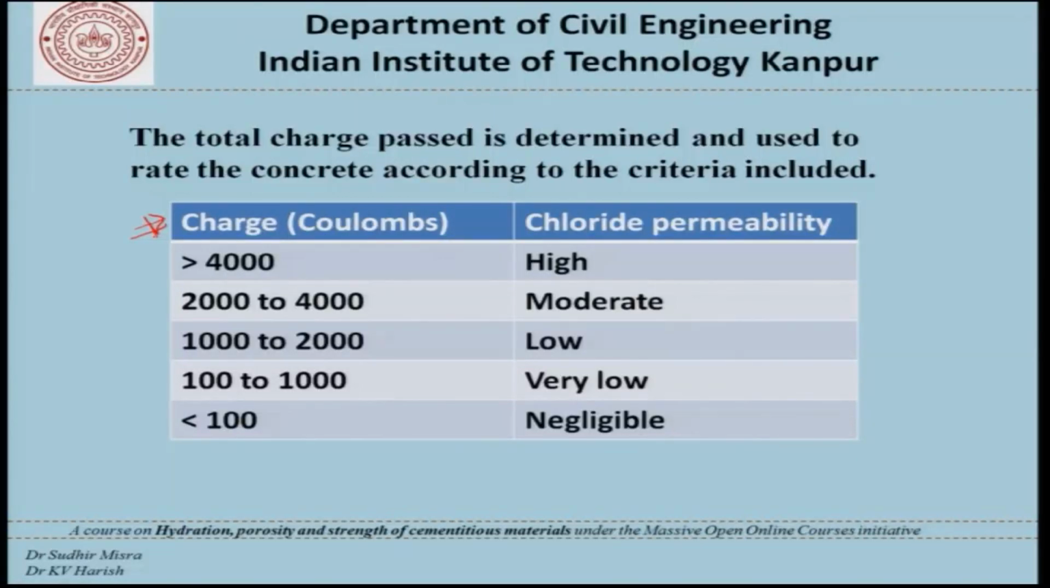If the charge is more than 4000 coulombs, the permeability is rated as high, and if it is less than 100 coulombs, the permeability is rated as negligible. In between, of course, there are other classifications which tell us that, well, the chloride permeability is moderate or low or very low. So, this is how this test is carried out and the evaluation is done.